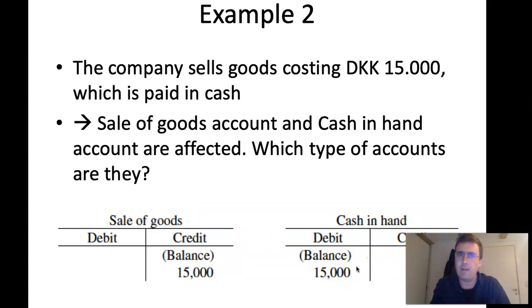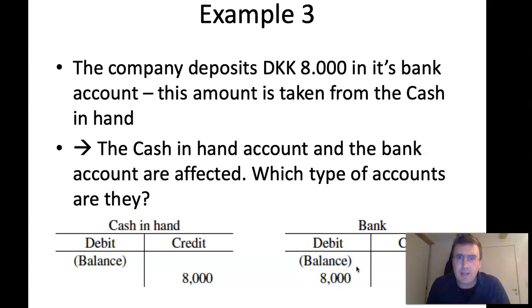Example 3. The company deposits 8,000 in a bank account, and this amount is taken from the cash in hand. The cash in hand account and the bank account are affected. Which type of accounts are they? Cash in hand, you credit 8,000. Bank, you debit 8,000.